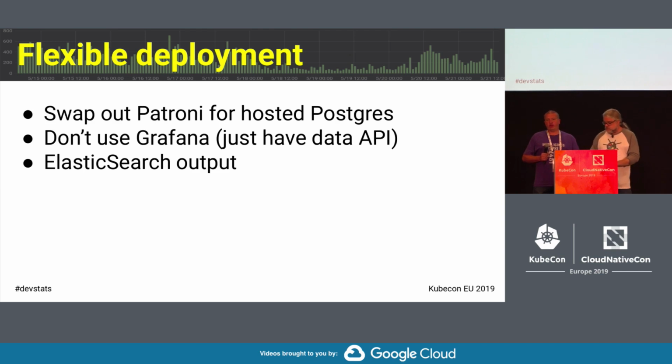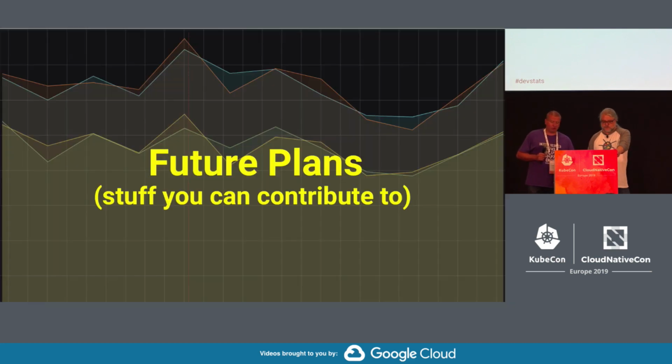Yeah, so we had some requests to create a special instance for DevStats, and that instance was, for example, using Aurora DB. So this is a managed Postgres solution. It wasn't using Grafana at all, and it was using Elasticsearch as a final store for data from DevStats. Yep. So, still work in progress.